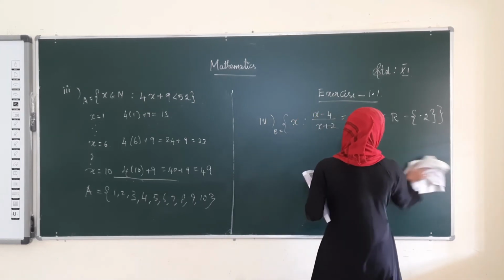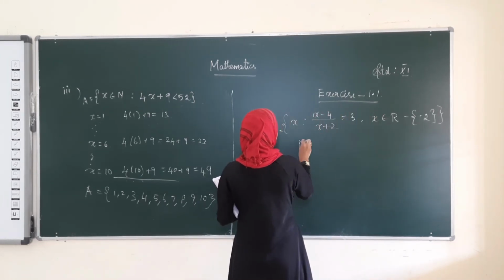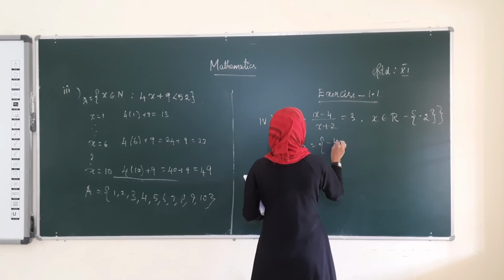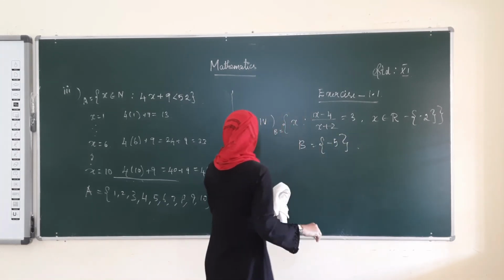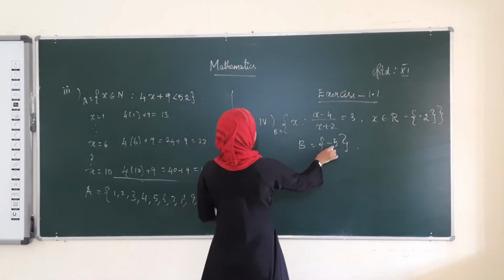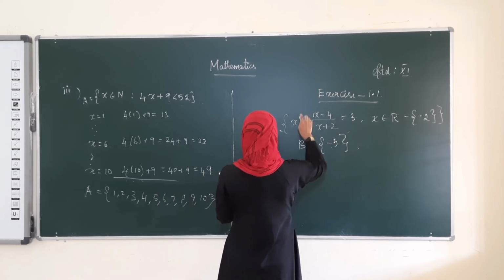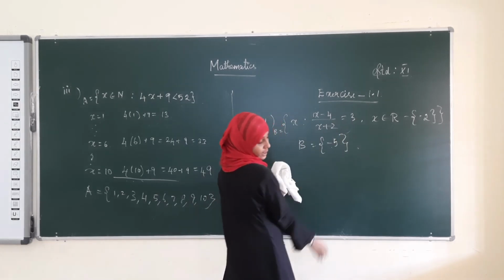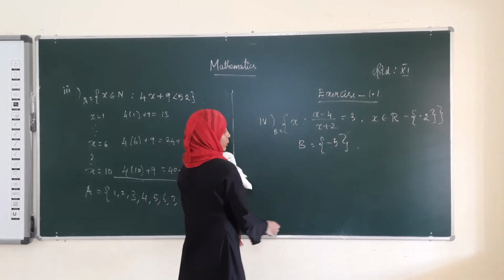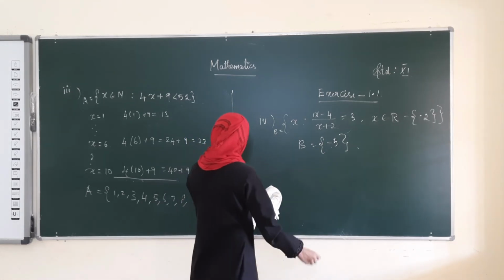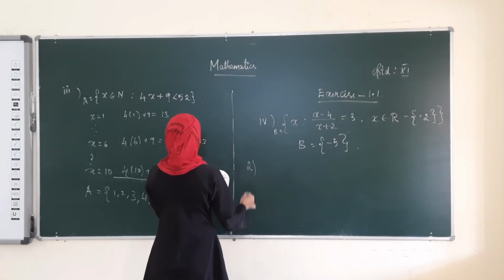Therefore, the set B is equal to {minus 5}. Only this term will satisfy this given condition. Therefore, we are taking the set B whose only element is minus 5. Okay. See the next question.